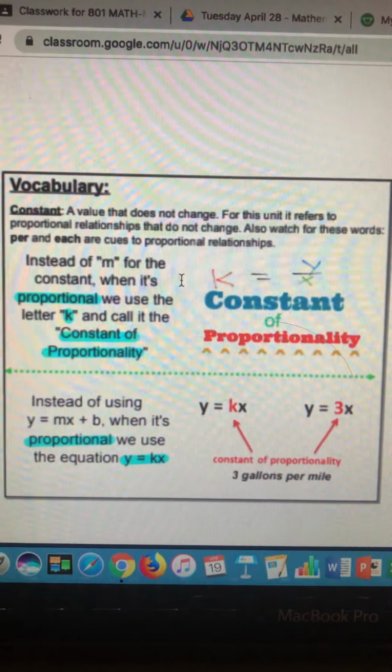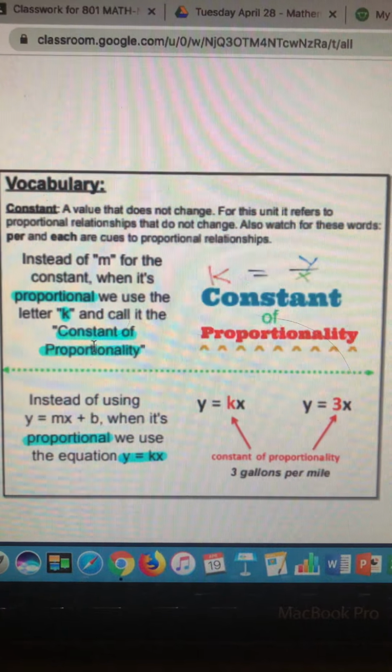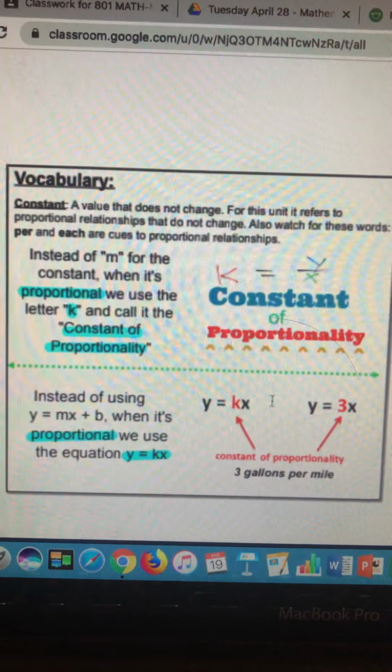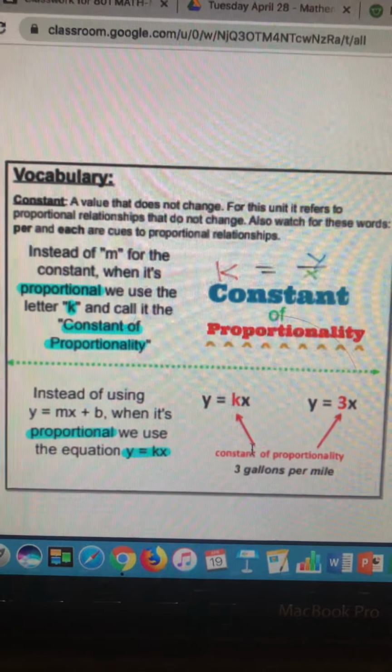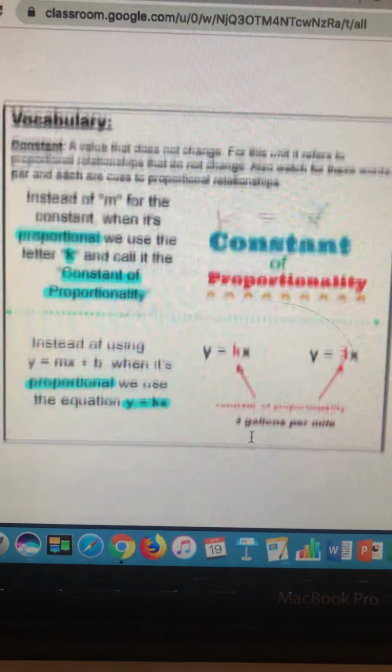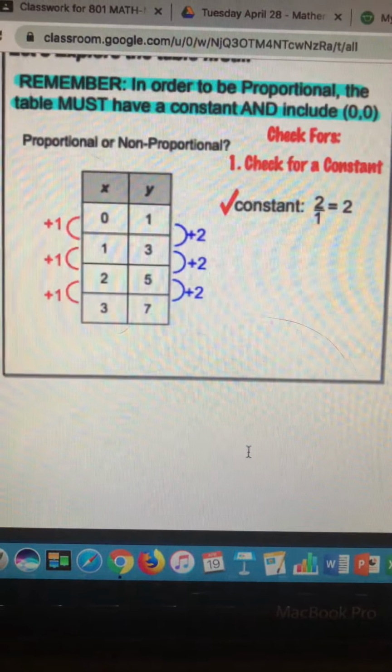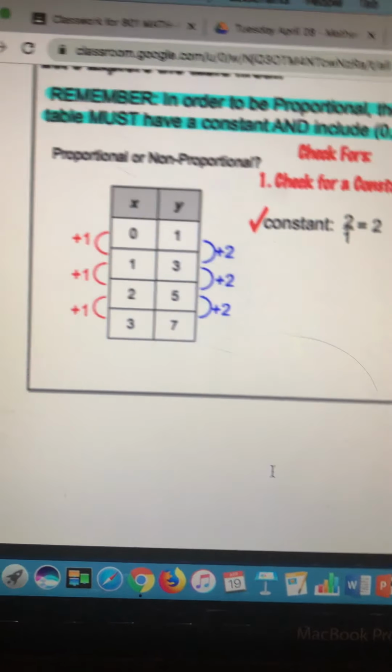So here's some more vocabulary. When we talk about a constant with proportional relationships, we call it K instead of M. And this is what the equation looks like. We'll get into this more later this week, but it's good to just keep that in the back of your head as we move forward. Some more vocabulary. Okay, so here's the first example.